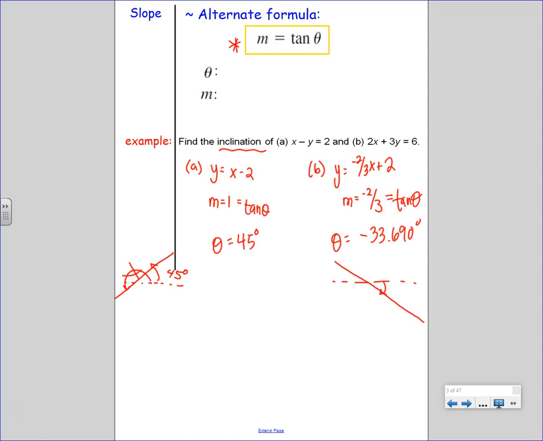But is there another way? It does get us to the line, negative 33.690, but is there another way? Let's say we're not trying to be negative today. Is there a way to show this positively? And if you add 180, what might be a better way of talking about inclination? Because most people wouldn't think of going down. They'd think of rotating up. What would that be? 180 plus negative 33.690? Perfect.